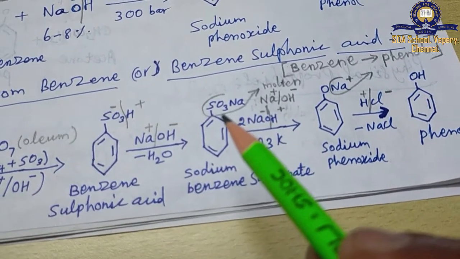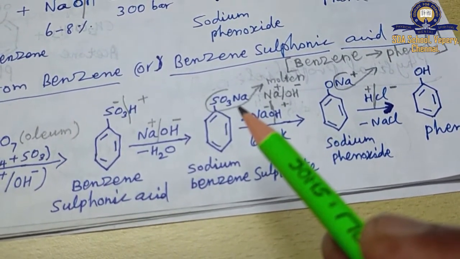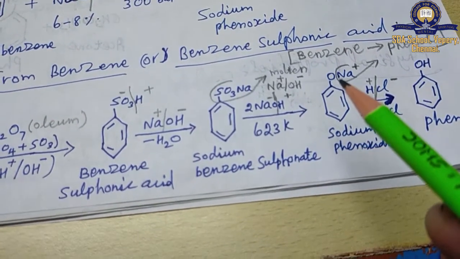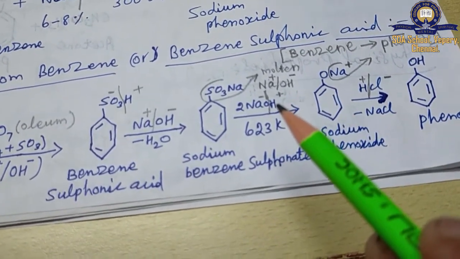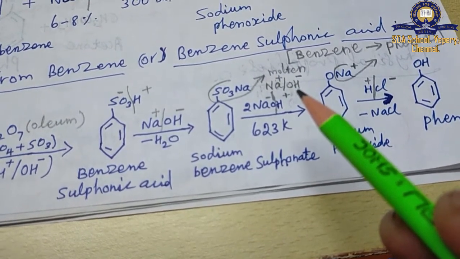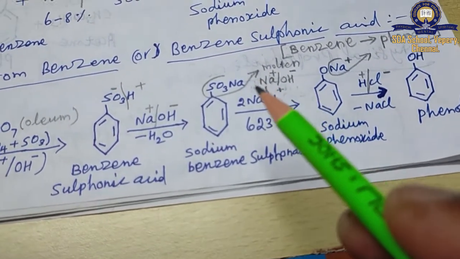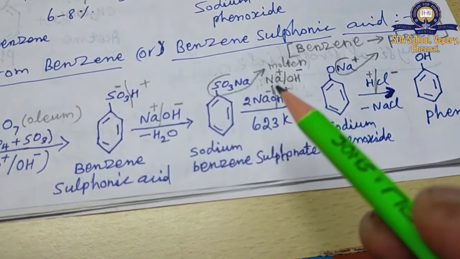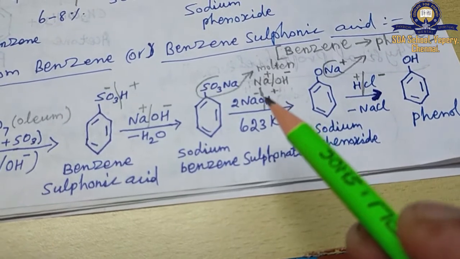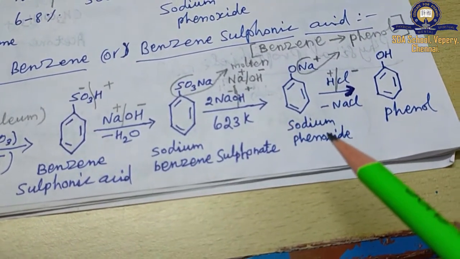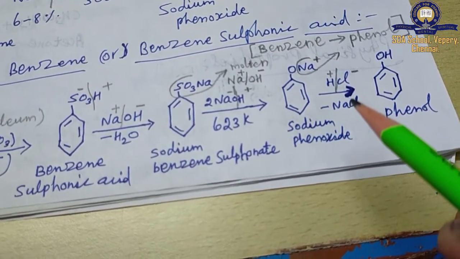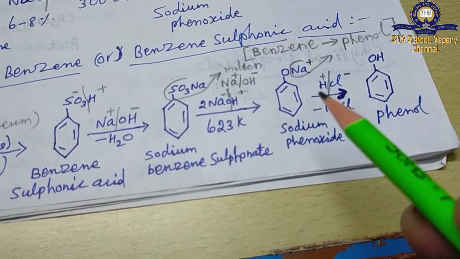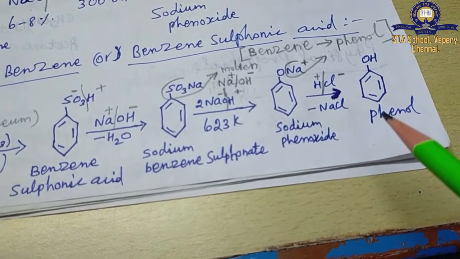Here the SO3Na group is replaced by ONa minus to form sodium phenoxide. The rest of the part, H plus combined with OH minus, forms water and is eliminated. Then Na plus combined with SO3Na forms Na2SO3, sodium sulfite, and is eliminated. Then the formed sodium phenoxide undergoes acidification with hydrochloric acid, the Na plus is replaced by H plus and gives you phenol.